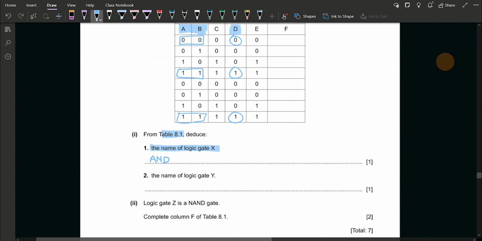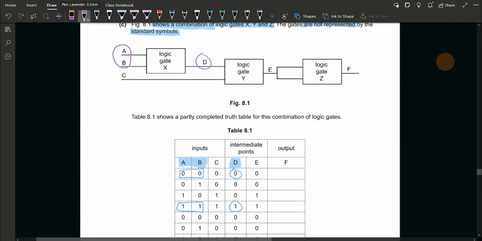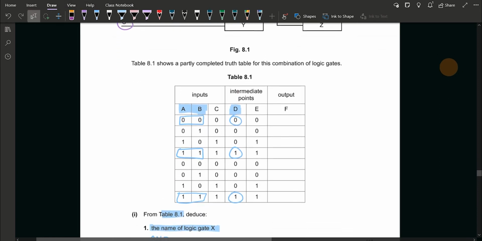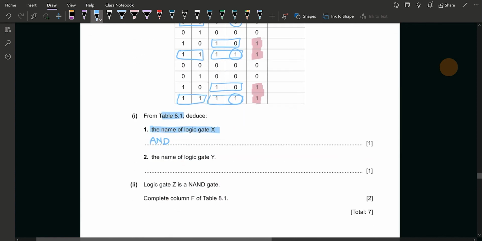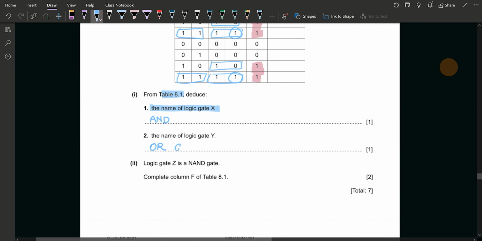And for logic gate Y, the inputs are D and C and the output is E. So we can check from here. The input is D and C and output is E. The easiest way of doing this is checking when the input gives you 1 as the output. So you can see here that when either of them is 1, it gives us output as 1. So it should be an OR gate. It's going to be OR.